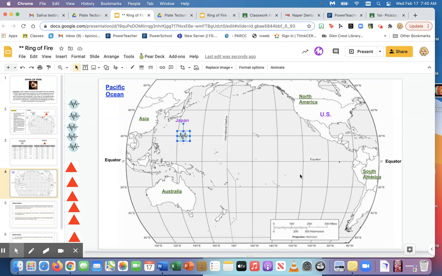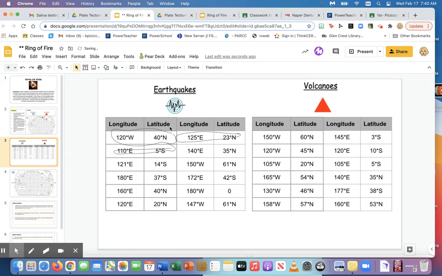So this whole line is 120 degrees west, this whole area right here. So I'm going to go ahead and put my earthquake symbol on that. Okay, now I've got to go back and find out where on the line it is, where north or south or up and down it is. So now I'm going to go back and I see it's at 40 degrees north.